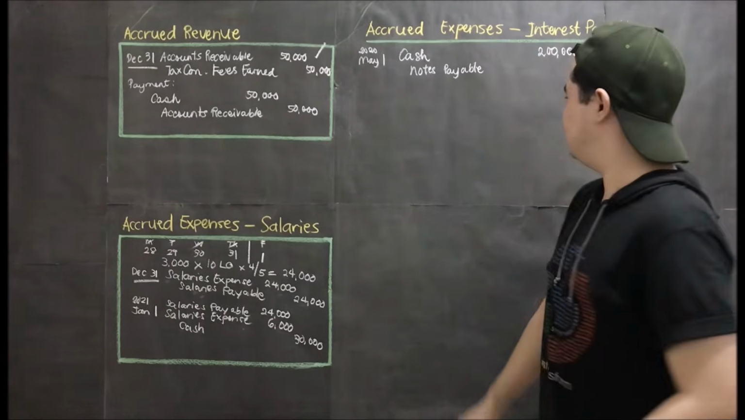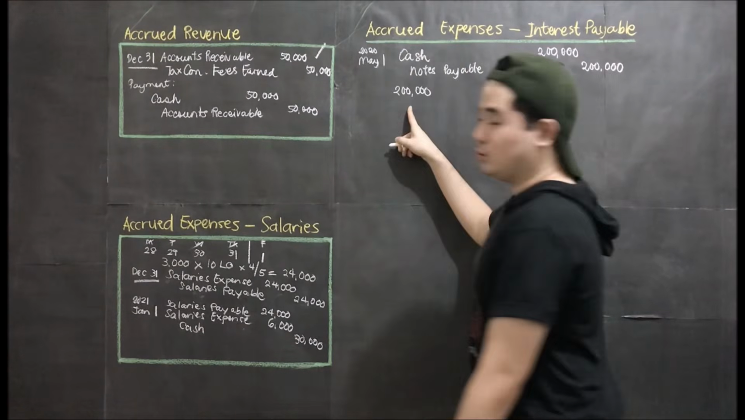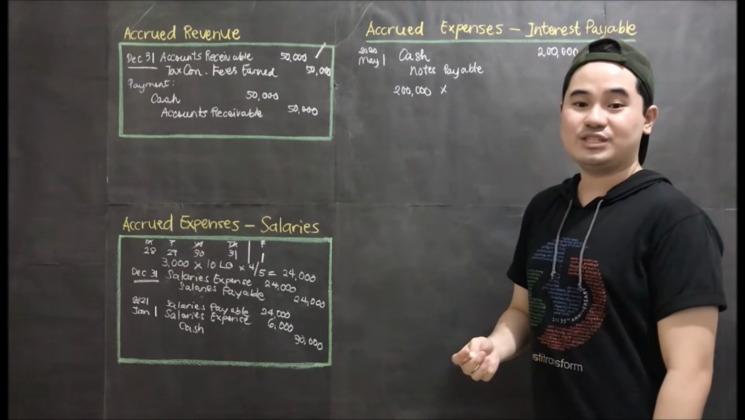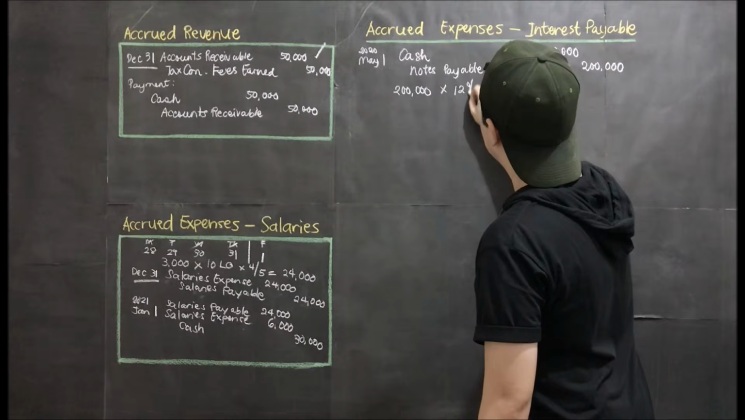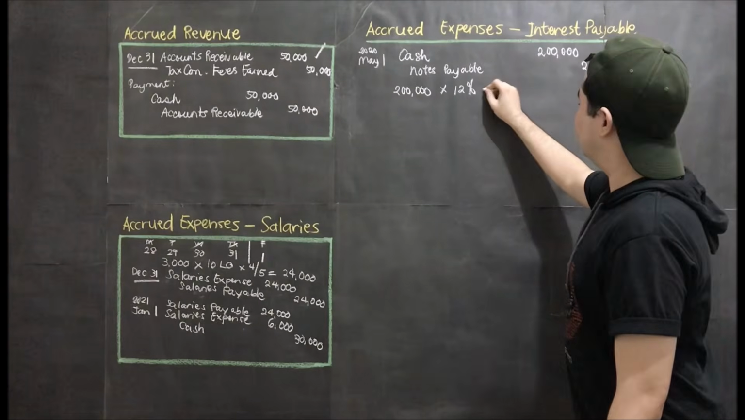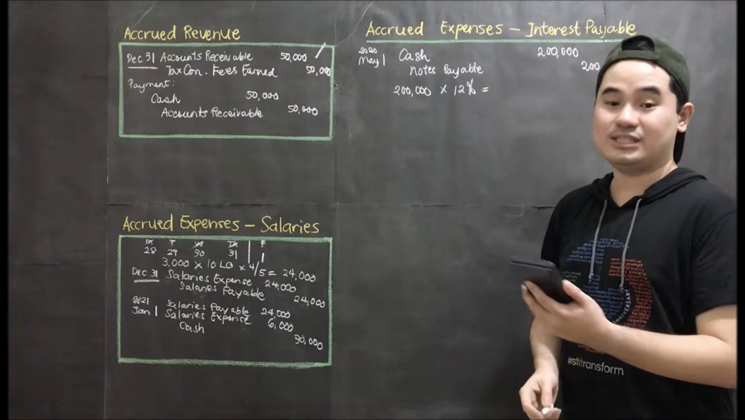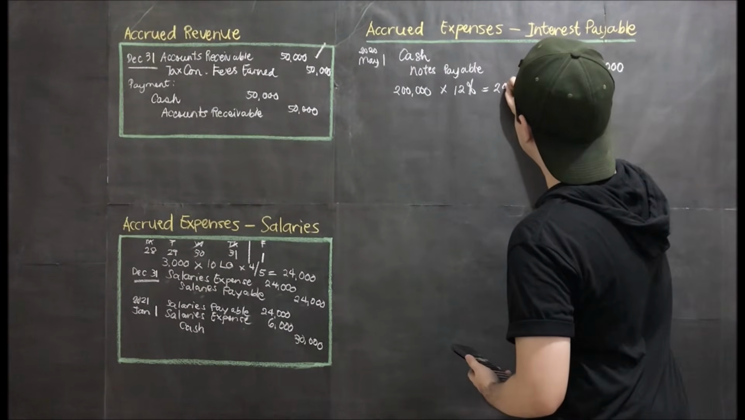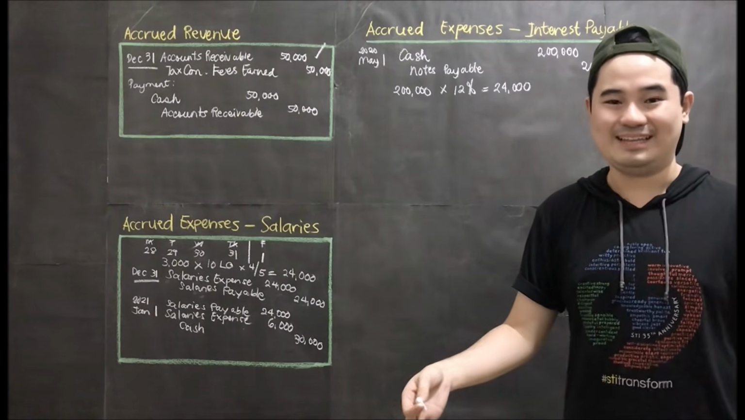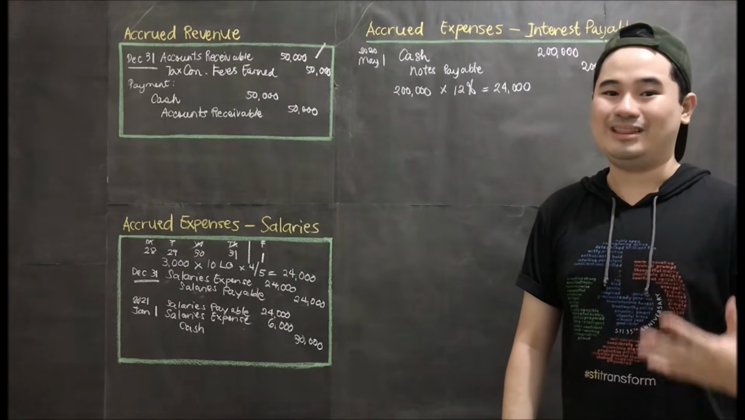So, paano natin gagawin? $200,000 yung note payable. Multiply natin sa interest rate na 12%. Okay? Yan yung buong interest. Magkano kaya yung buong interest? 200,000 times 0.12 is 24,000. Kaso buo yan pang isang buong taon bago ka magbayad. Ngayon, ang kailangan lang nating i-record is yung interest expense na related po sa 2020.